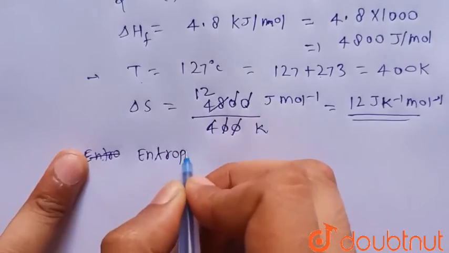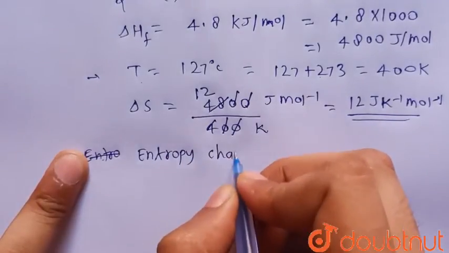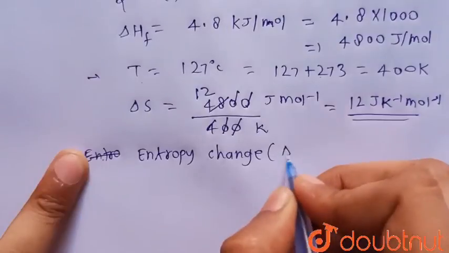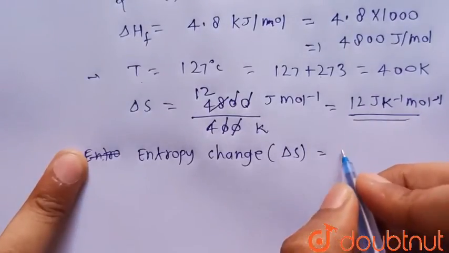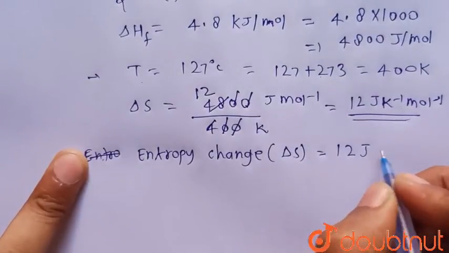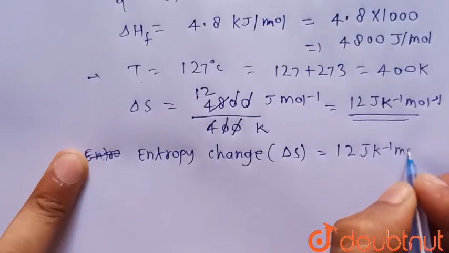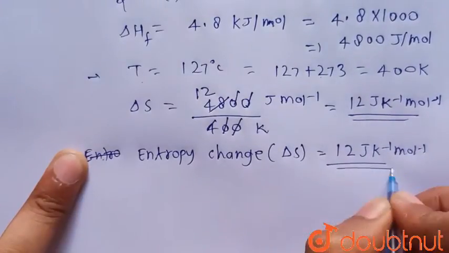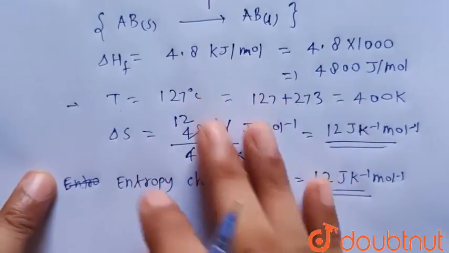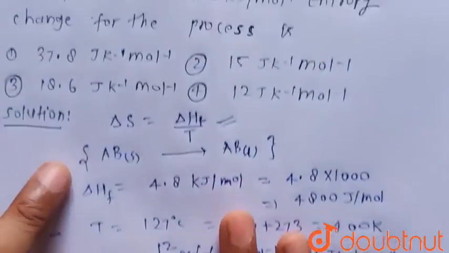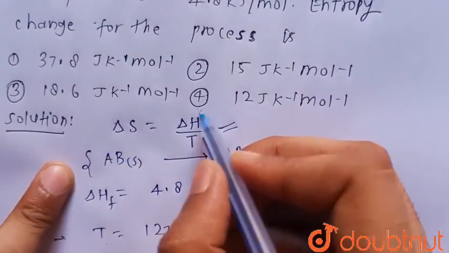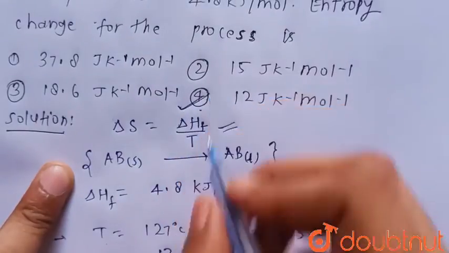entropy change, that is delta S for this reaction, is equal to the 12 joule per Kelvin per mole, and this is the final answer. Now consider the given option, in which option it is given. So it is given in the option number 4, hence option 4 is the correct choice.